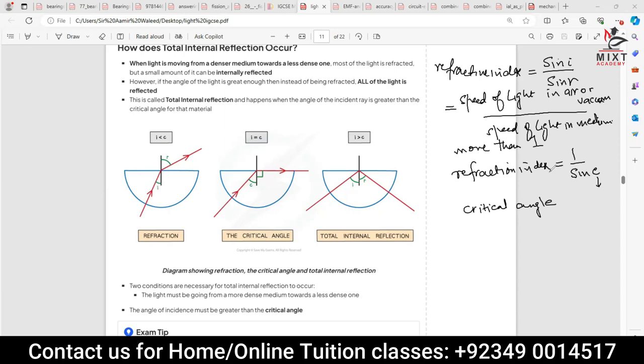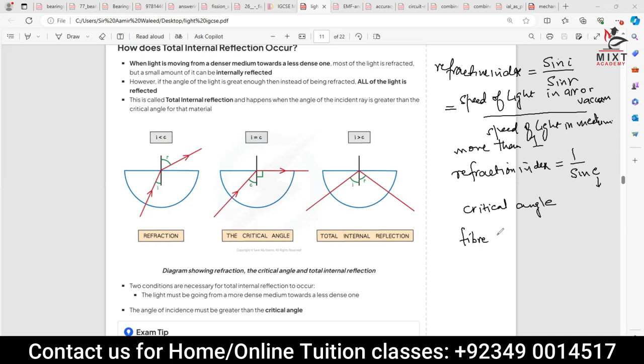So any problems, guys? Does anybody have any question related to total internal reflection or the formulas given here? No? Okay, let's move further then. What is the practical application of this phenomenon? The practical application is fiber communication.